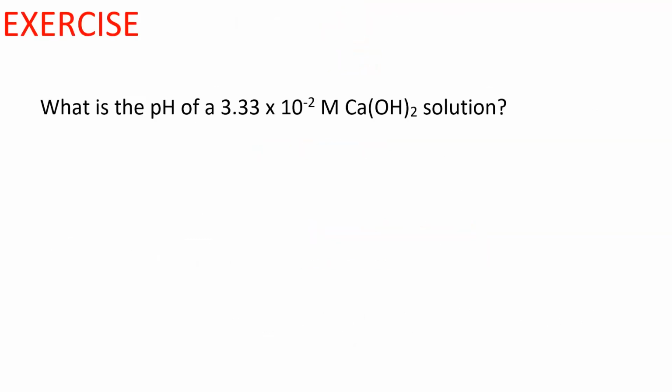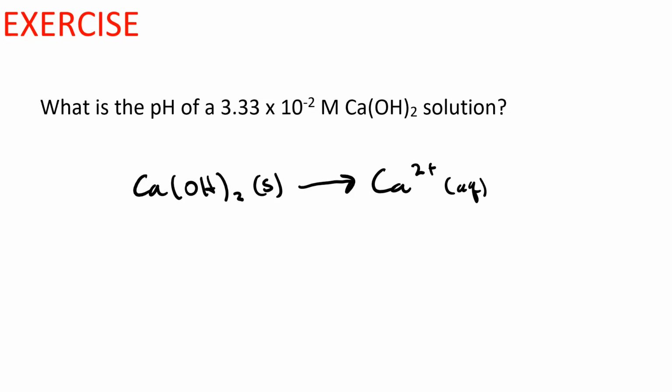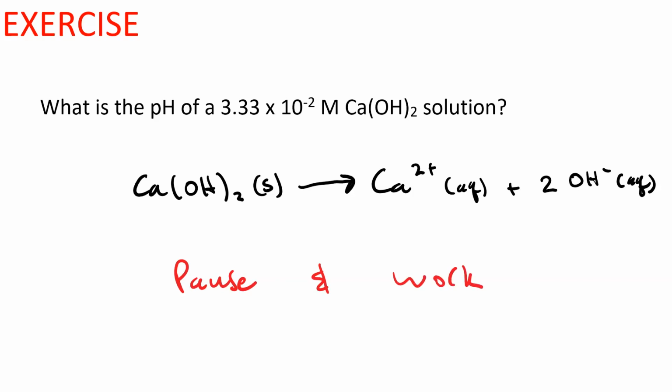Here's an exercise for you to try. This one's just a tiny bit trickier, because when calcium hydroxide dissolves, you get two equivalents of hydroxide ion. Pause your video and work the problem. When you're done, unpause to see my solution.